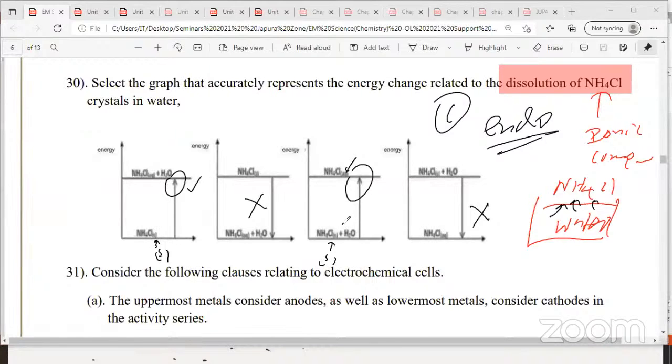When you dissolve ammonium chloride in water, heat is absorbed. This is an endothermic process. So the answer is 3. Question number 30, answer is 3.